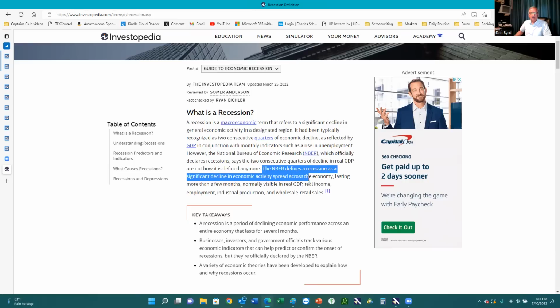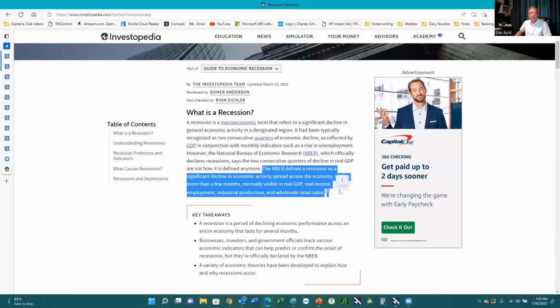The NBER defines a recession as a significant decline in economic activity spread across the economy lasting more than a few months, normally visible in real GDP, real income, employment, industrial production, and wholesale retail sales. Exactly what you just said. I got a degree in this. I can't believe it. That's actually how the Fed and economists will look at a recession.